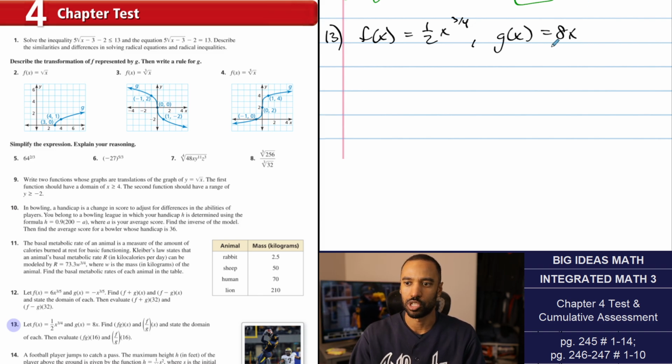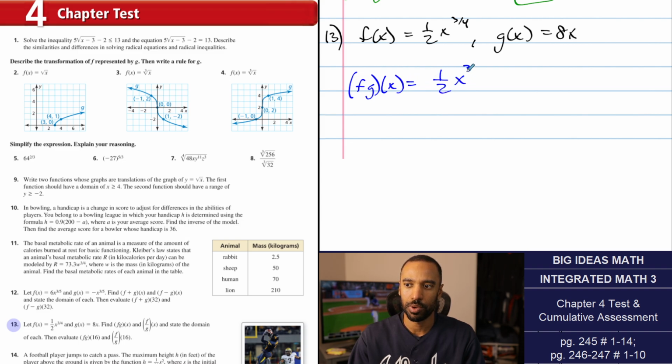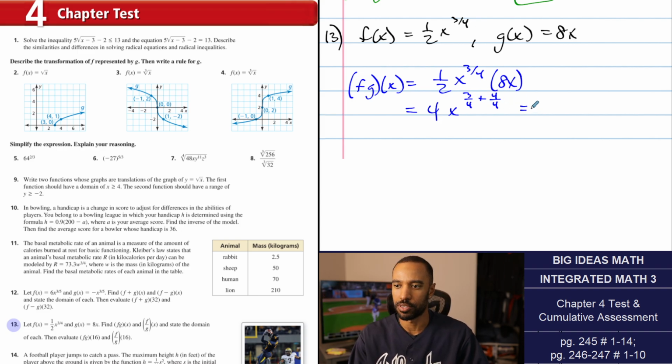This time we're going to talk about domains a little bit differently here. F times g of x will be 1/2 x to the 3/4 times 8x. That means we get to do 8 times 1/2 and x to the 3/4 times x. Now that's x to the 3/4 times x to the first, or x to the 3/4 plus 4/4, which is 4 times x to the 7/4 power. That's one version of what you can write.